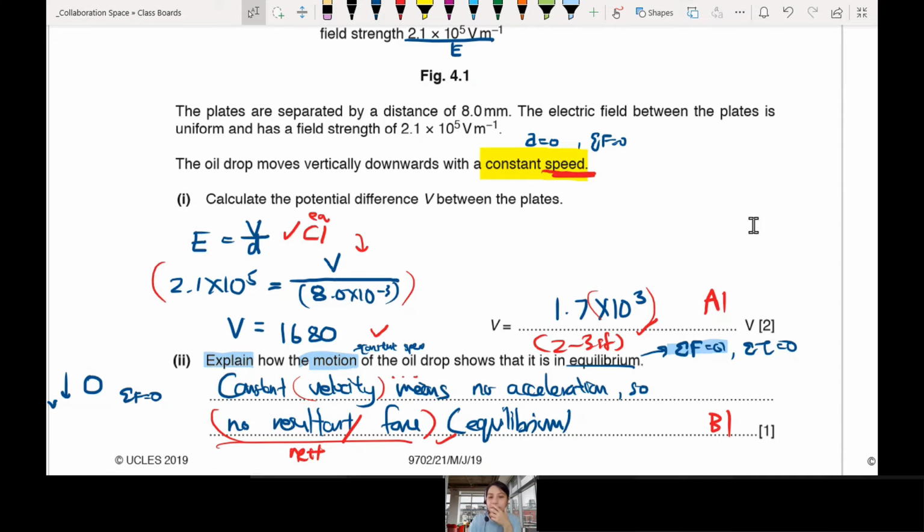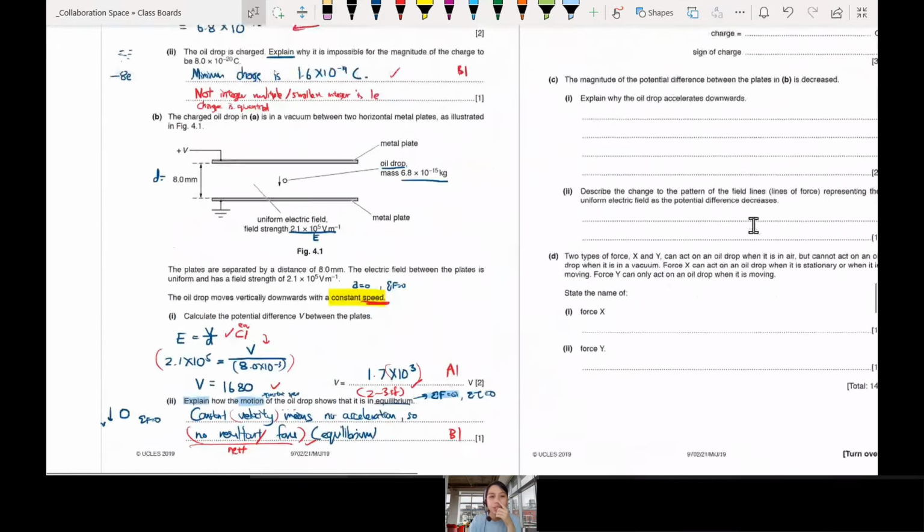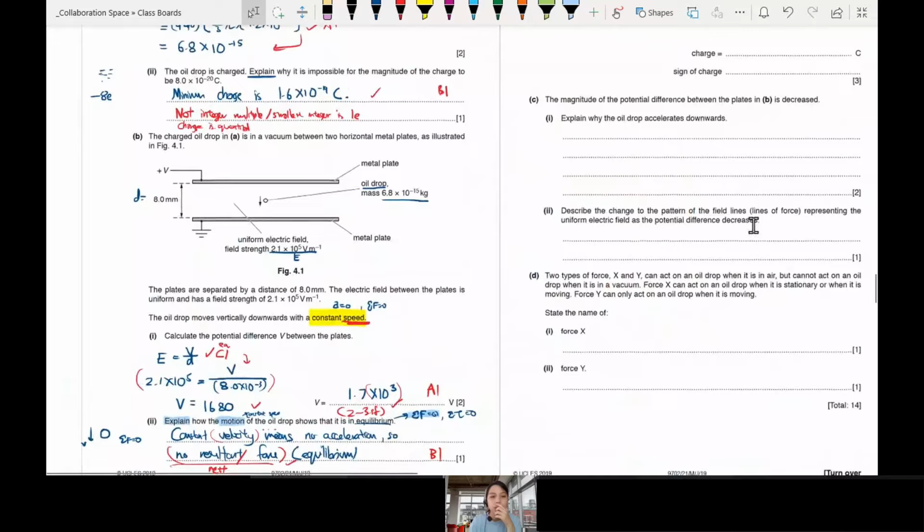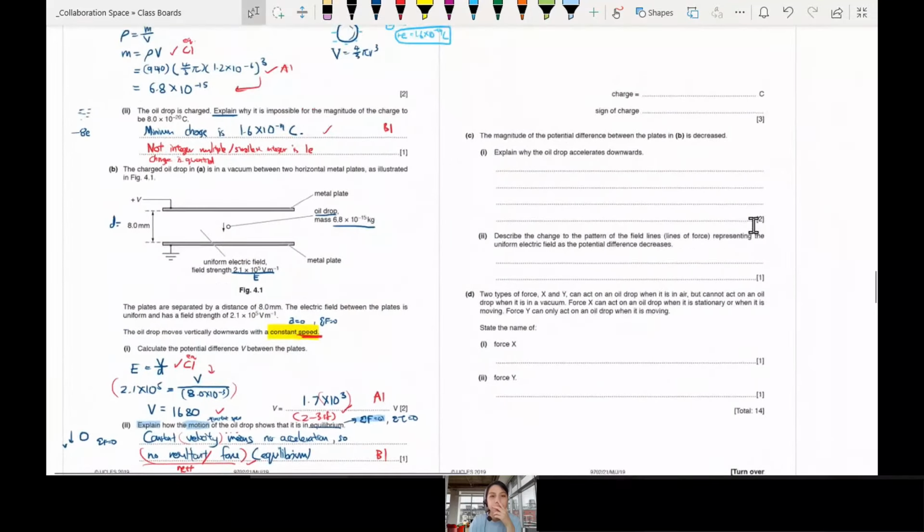Okay, any questions? Any other questions for this first page so far? The charge or the equilibrium? If not, let's go on to the right side where we have to do some calculation now.